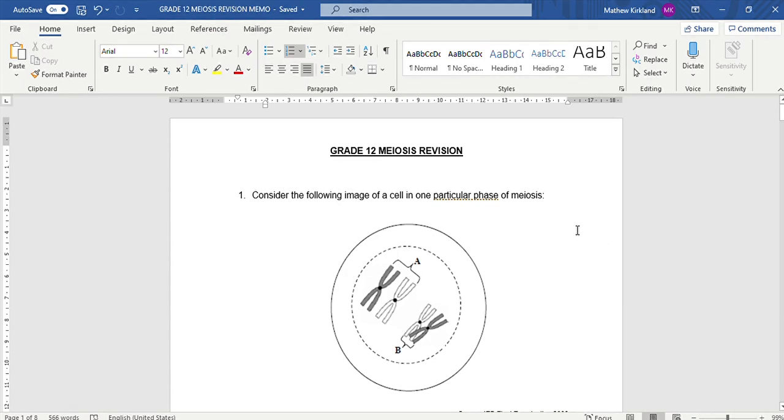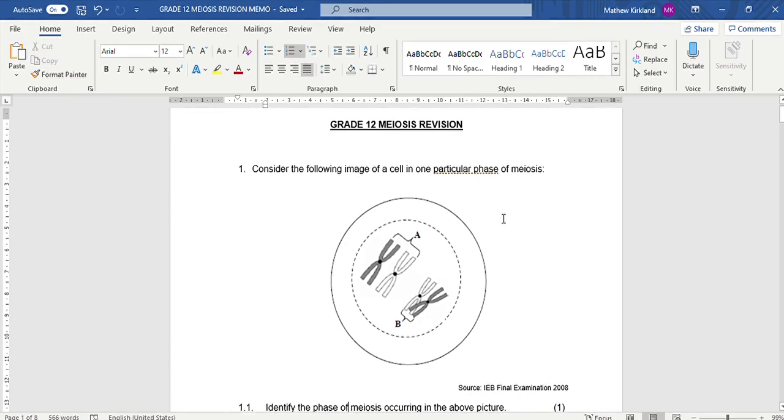What you may notice is pretty much almost all the questions, bar one, are actually taken from previous IEB examinations, the sort of long ago ones. So it really is a good idea of the kind of questions you're going to be getting. So let's dive straight into it.